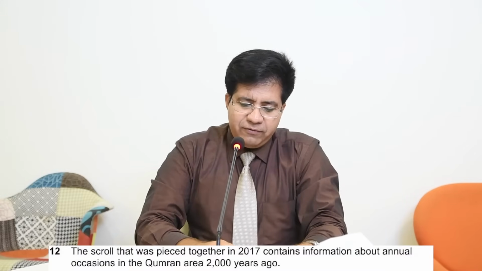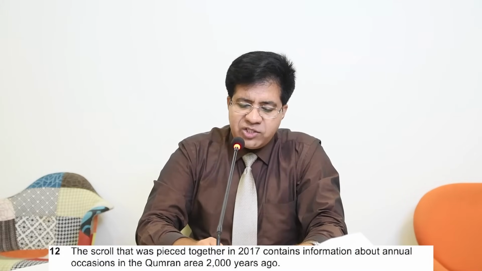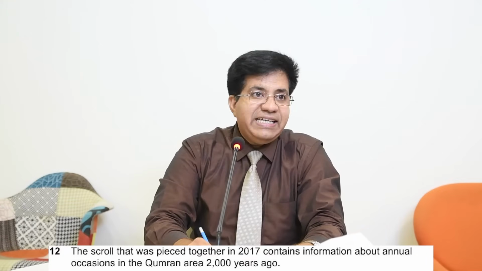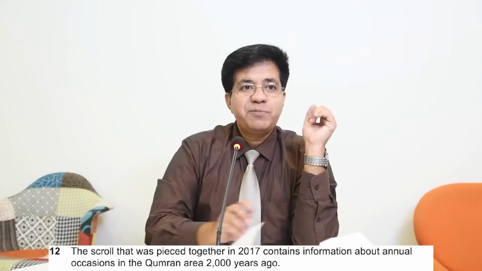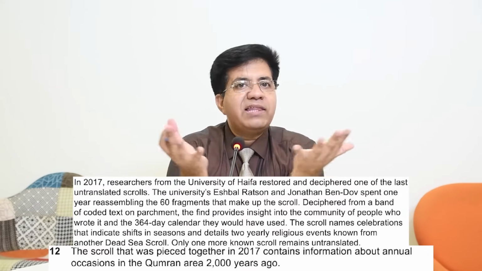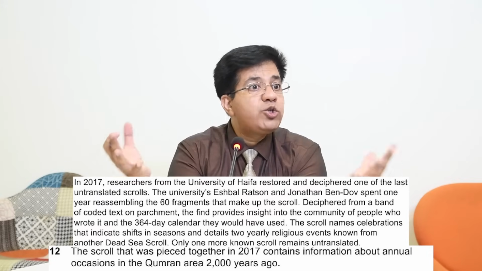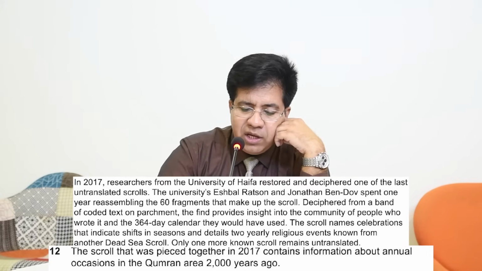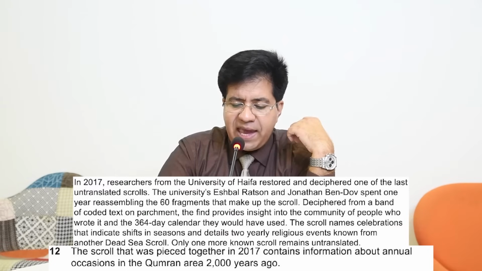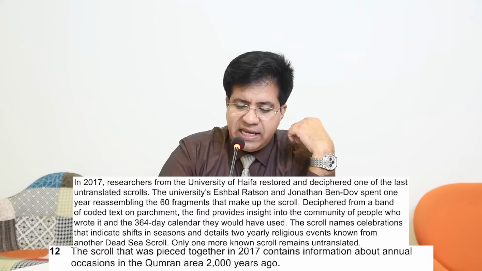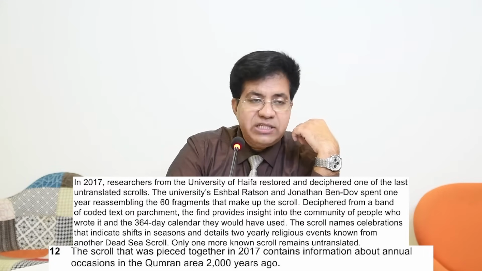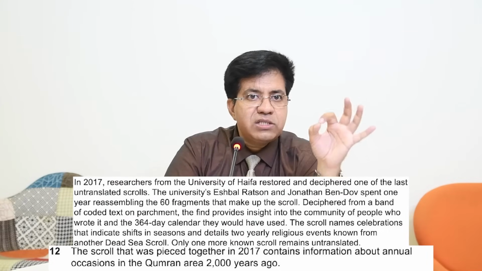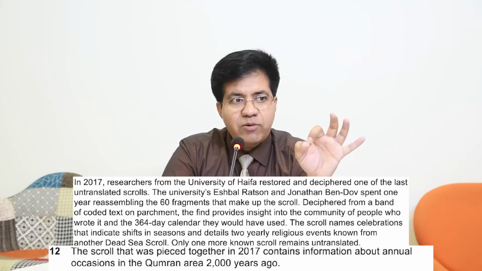Okay, question number 12. Scroll that was pieced together in 2017. What is the clue word? 2017. Can you see it easily? Last paragraph. Okay. Now pieced together. Do you know this thing? Pieced together means they joined it together. So let's read the question. The scroll that was pieced together in 2017 contains information about annual occasions, underline annual occasions, in Qumran area 2000 years ago. Now, annual occasions, Qumran area, 2000 years ago.